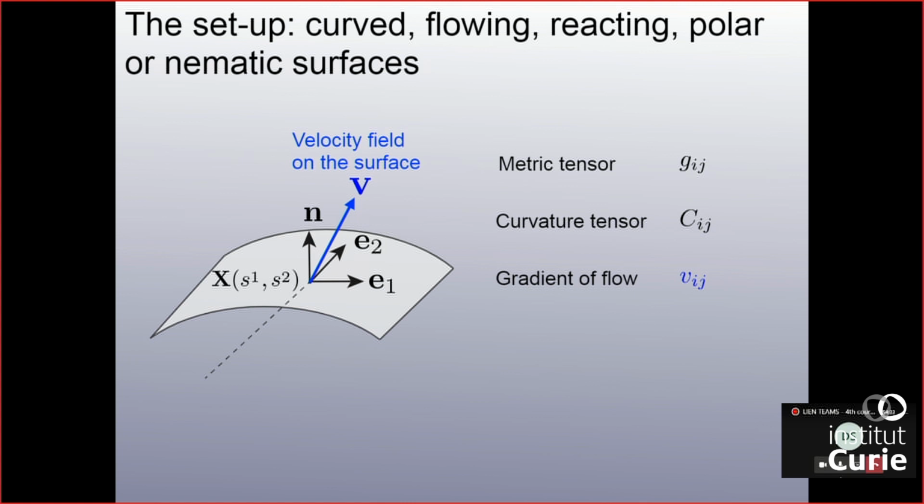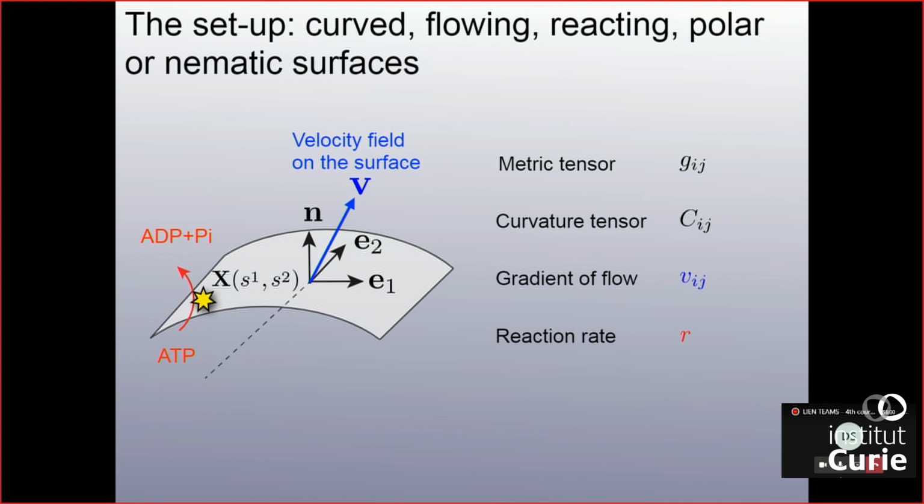Okay, and this surface is also deforming, so I can have a velocity field. The normal part of the velocity field tells us about the deformation of the surface, and the tangential part tells us about the flow on the surface. These deformations define a gradient of flow, the spatial derivative of the velocity.